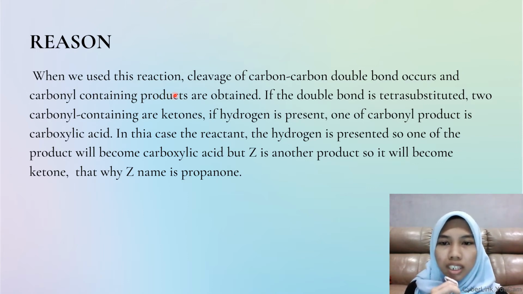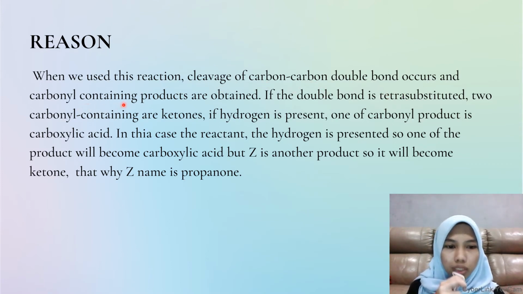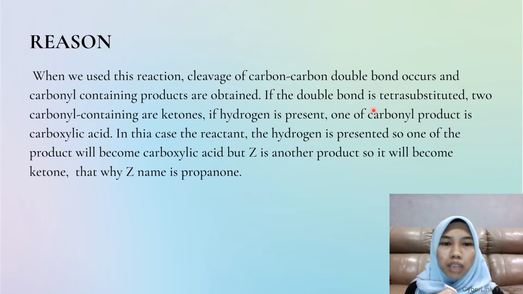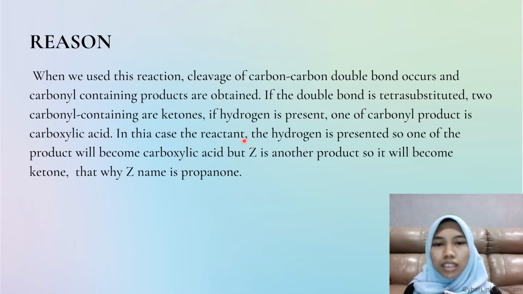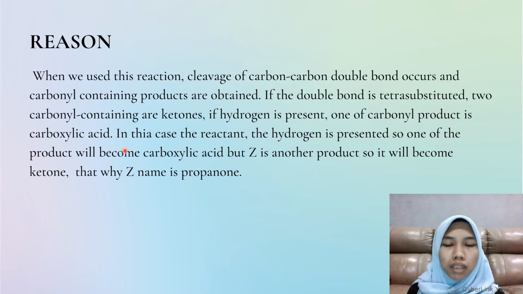When we use this oxidation reaction, cleavage of the carbon-carbon double bond occurs and carbonyl-containing products are obtained. If the carbon is disubstituted, the carbonyl-containing products are ketones. If hydrogen is present, one of the carbonyl products is a carboxylic acid. In this case, the hydrogen is present on the reactant, so one of the products will become a carboxylic acid, but Z is the other product, so it will become a ketone. That's why Z's name is propanone.